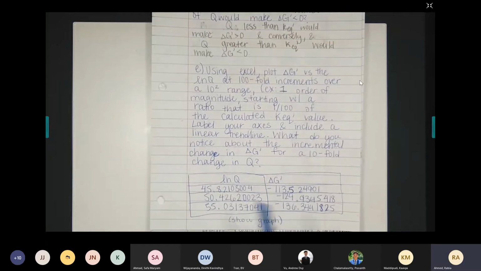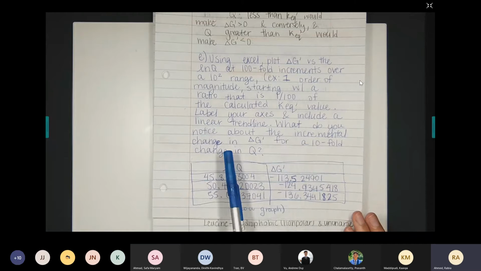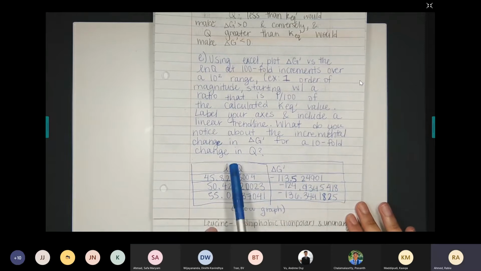So this is another graph one. Using Excel, plot change of G versus ln Q at 100-fold increments over a 10 squared range. For example, one order of magnitude, starting with a ratio that is 1 over 100 of the calculated K_eq value. Label your axis and include a linear trend line. What do you notice about the incremental change in change of G for a 10-fold change in Q?